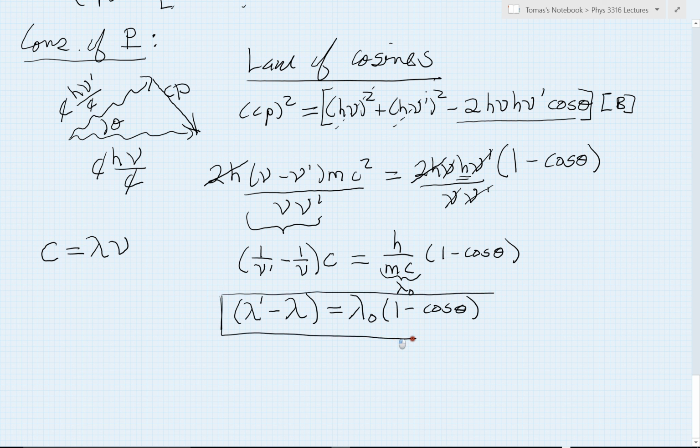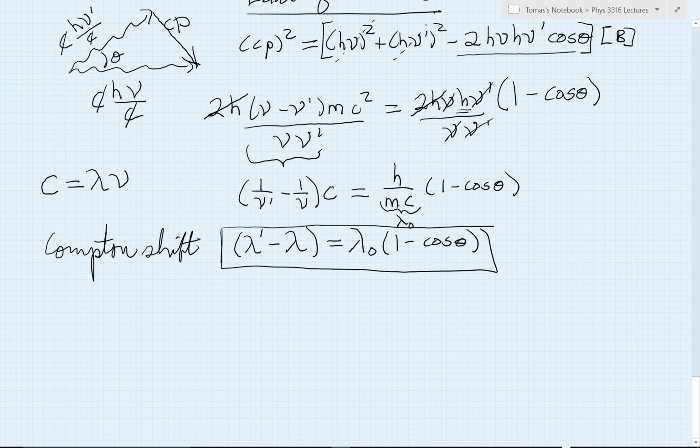So this relation here is very famous. This is called the Compton shift because it gives a very simple formula for the change in the wavelength. If you want, instead of writing it as a shift or a change, you can just get the final lambda prime as the incoming lambda plus this amount, which, by the way, notice has to be positive because cosine is always less than or equal to 1. So 1 minus cosine is always positive or 0, right? So the new wavelength is always going to be longer than the old wavelength, which, as you'll see later, makes a lot of sense.